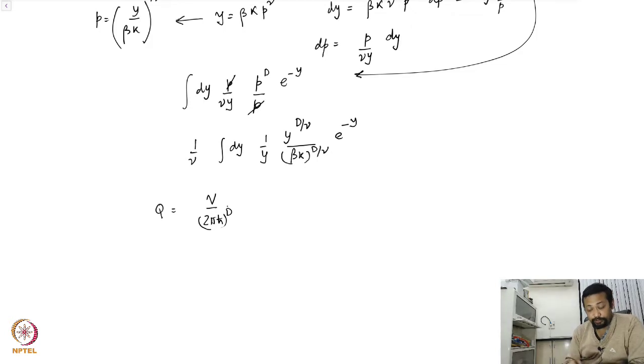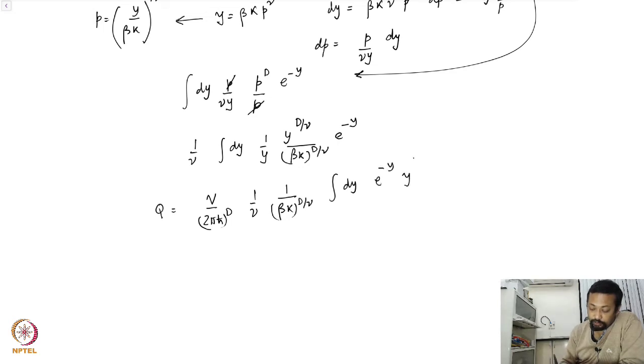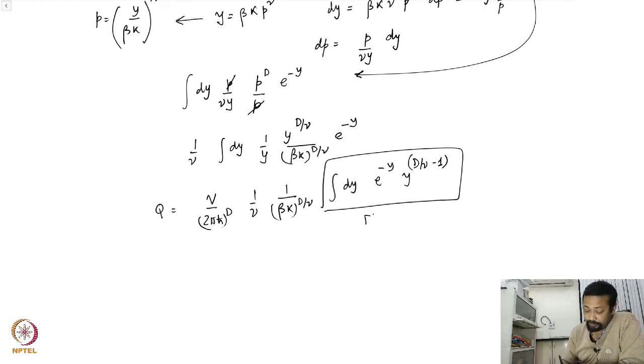So your single particle partition function is V over (2 pi h bar) to the d. Do not be afraid, because with all this symbolic integration, I'm sure you would have done it somewhere. And 1 over nu, 1 over (beta kappa) raised to the power d over nu, integral dy e to the power minus y y to the power d by nu minus 1. This integral is a gamma function, gamma of d over nu.